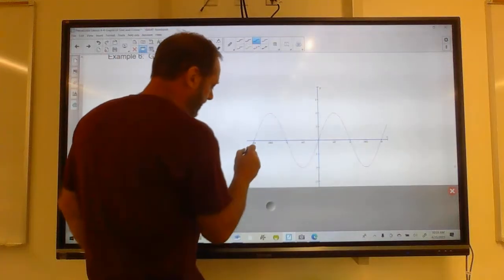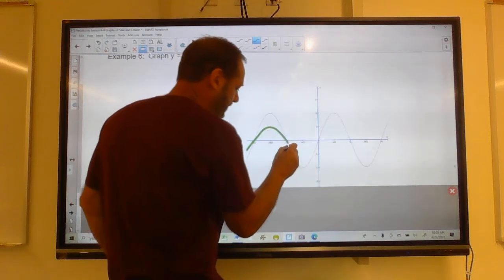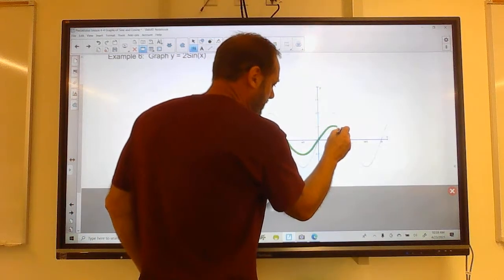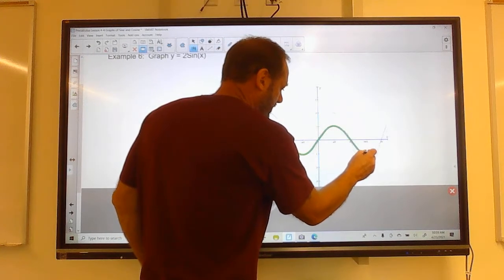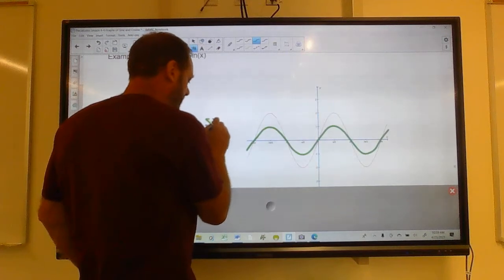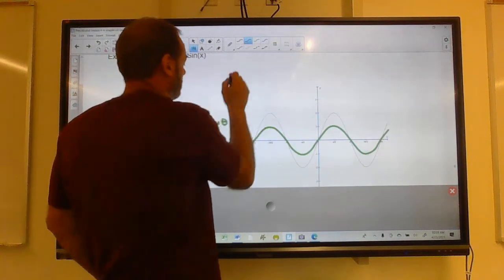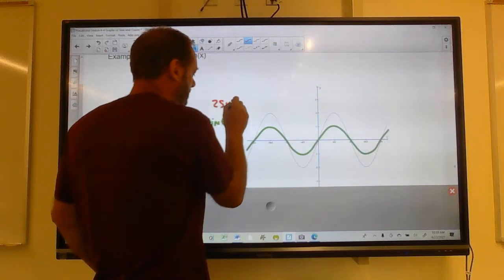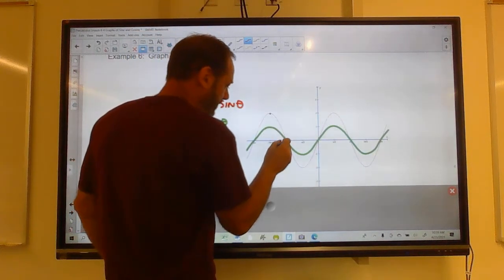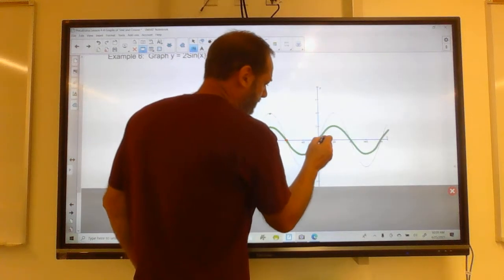So again, here's my original sine. I want to make sure you can see it on the video, so that's why I'm taking the time to highlight this. So there's my sine x, or sine theta. Now 2 sine x. So the 1 becomes 2. The zeros all stay the same. The negative 1 becomes negative 2.